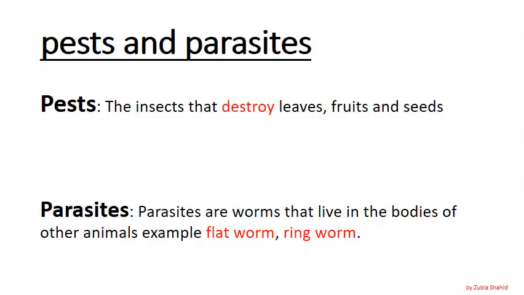Now we have some important definitions of pests and parasites. What are pests? Pests are basically insects. These insects are called pests because they destroy leaves, fruits and seeds. We use pesticides to kill these pests whenever we grow crops. Parasites are worms that live in the bodies of other animals, for example flatworm and ringworm. I have shown you the picture of this flatworm and ringworm as well.